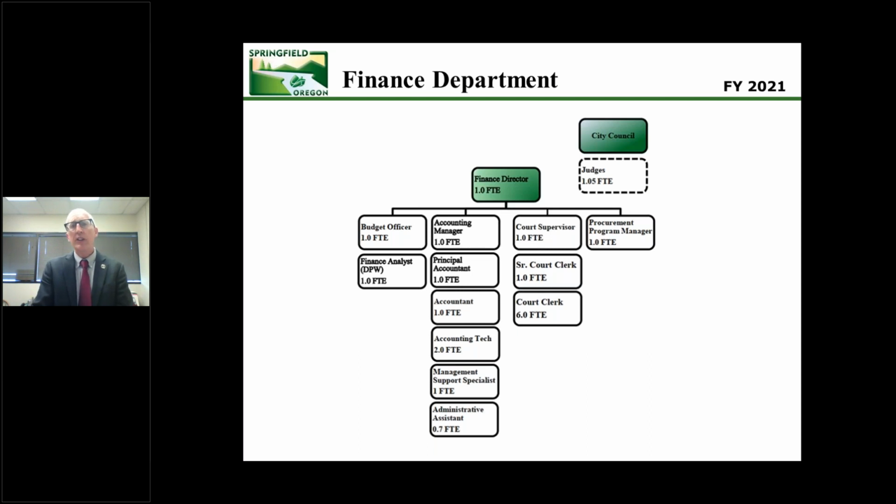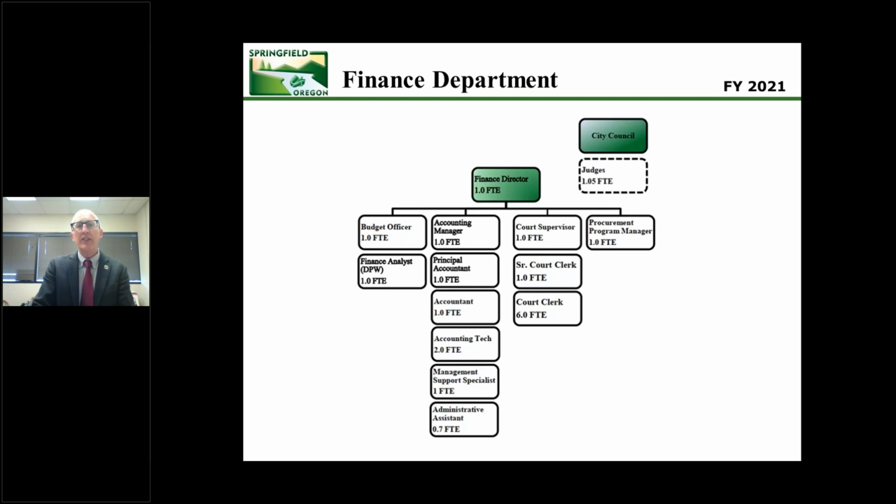This org chart is split out into our functional divisions. The first division is the budget office. This is a 2 FTE division, the budget officer and the embedded analyst that I mentioned. They are responsible for the city's budget and additionally the budget for 3 other organizations: Springfield Economic Development Agency, the Regional Fiber Consortium, and the Metropolitan Wastewater Management Commission. They're also responsible for supplemental budgets, franchise and licensing, long-range forecasting, and process improvement initiatives.